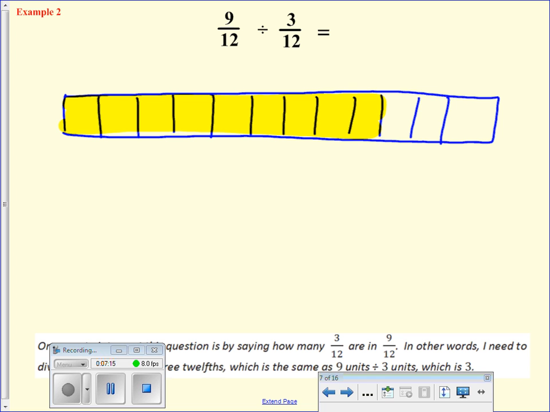Good. I see people double counting. Hey, we all make mistakes. It happens. So each box represents 1/12. I need groups of 3/12. So let's make groups of 3/12.